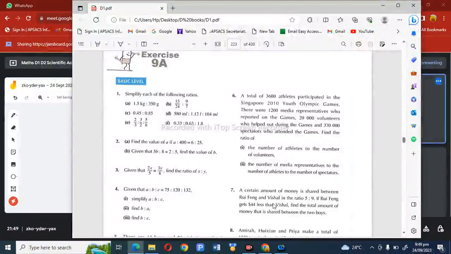Here I am going to explain you question 7. Question 7 is: a certain amount of money is shared between Rui Fang and Vishal in the ratio 5:9. If Rui Fang gets $44 less than Vishal, find the total amount of money that is shared between the two boys. So we do not know the money, so we can assume that the money is x.